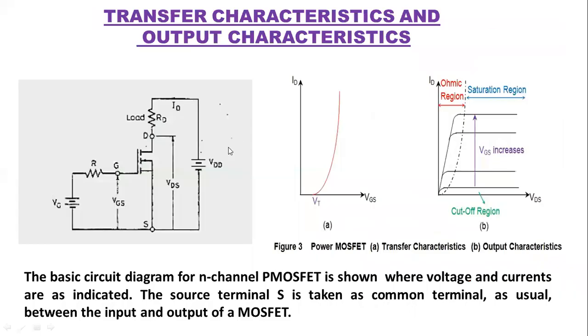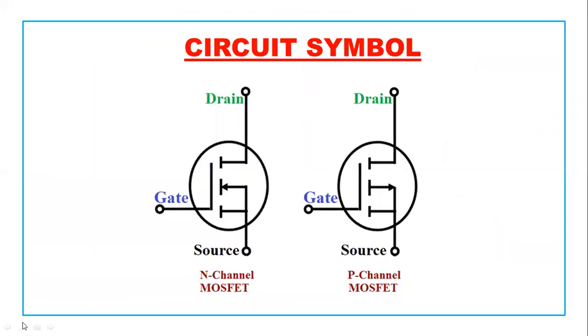Now let's see the transfer characteristics and output characteristics. This is the basic circuit diagram. You can see that this is the gate voltage coming here. But before that, first of all, let me teach you the symbol of the MOSFET.